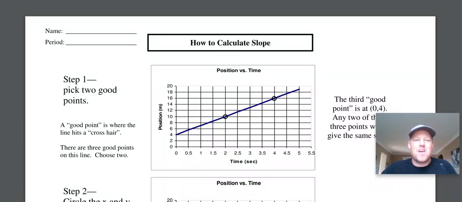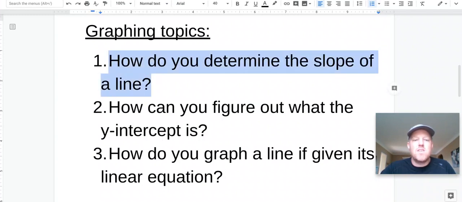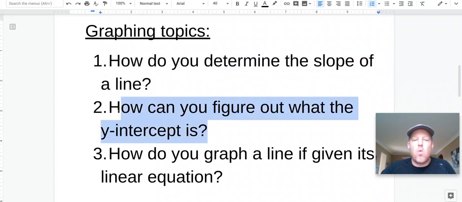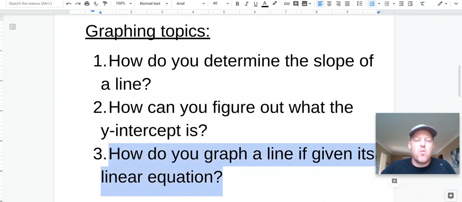Hello, in this video, we're going to talk about how you can calculate and determine the slope-intercept equation for a graph. So first, graphing topics, the three things we're going to talk about. One, how do you determine the slope of a line? Two, how can you figure out what the y-intercept is, where a line crosses the y-axis? And then the third thing, how do you graph a line given its linear equation or its slope-intercept equation?